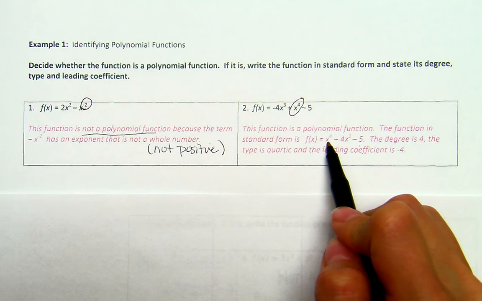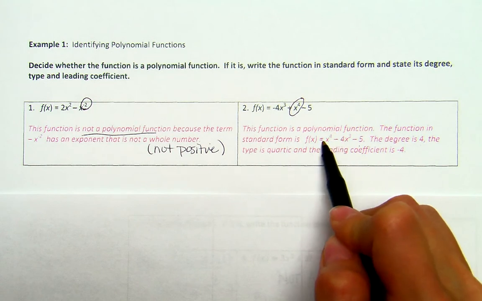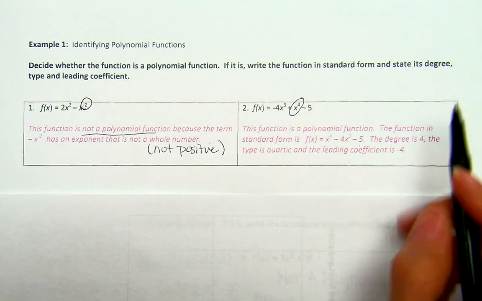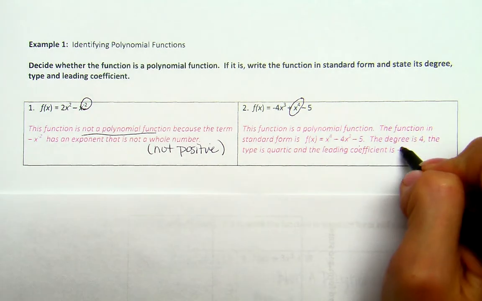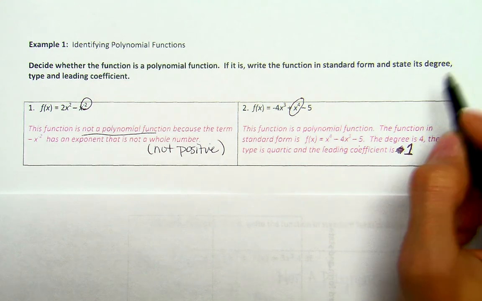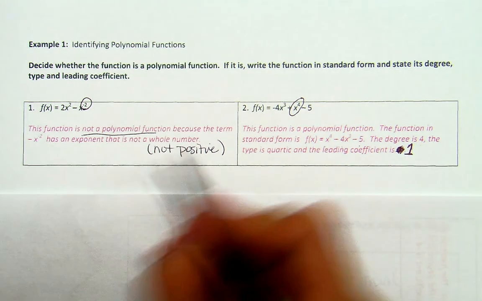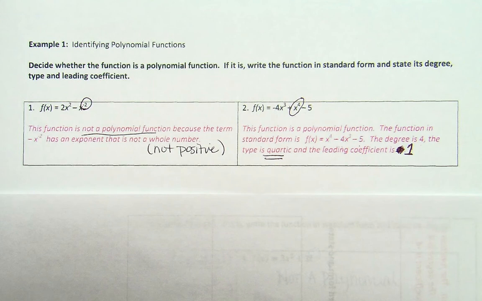Your leading coefficient is the coefficient of that degree. So in this case, it's going to be that invisible 1 that's out in front. So your leading coefficient is 1. I don't know why it was -4 there. -4 is not your leading coefficient. It's actually 1. And we will call this a quartic function.